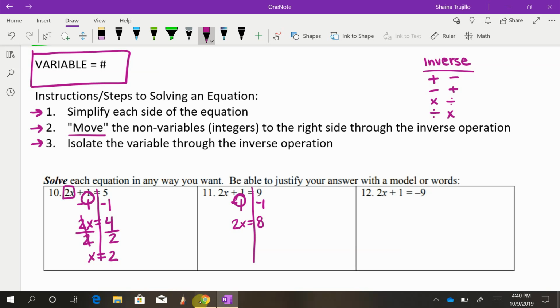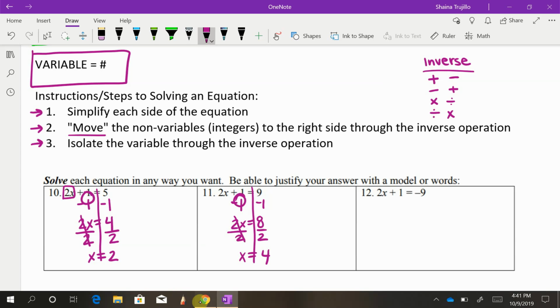Okay, now this is 2 times x. Do the inverse operation of multiply, which is divide. I divide by anything that is attached to my x. If this were a negative 2, I would want to divide by negative 2. But since it's a positive 2, I just have to divide by positive 2. Okay, so now I have x equals 4.